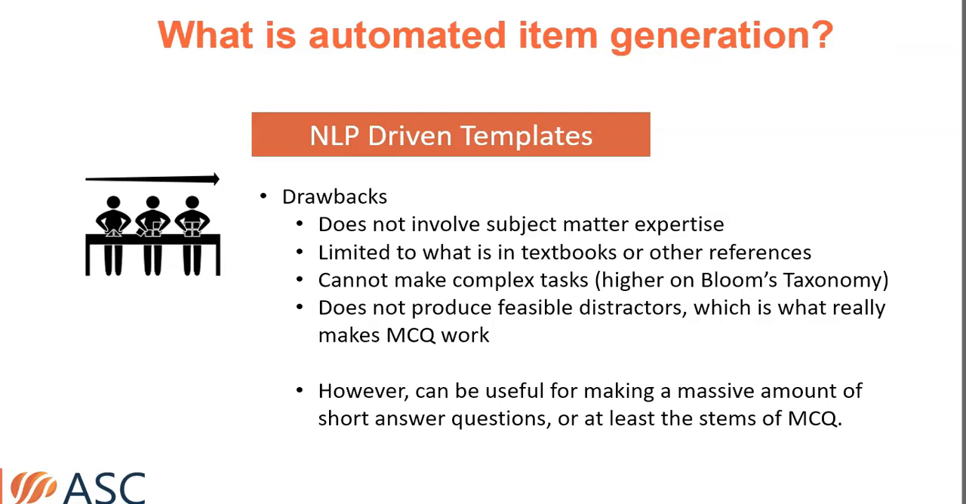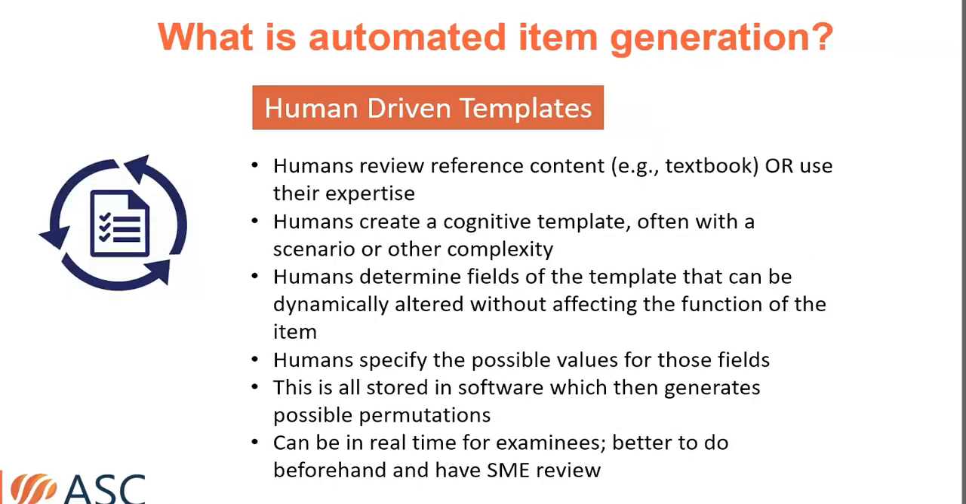So if you were in charge of writing items for a history book, a textbook that's part of an e-learning platform, an approach like this definitely could be useful for you. The other approach is human-driven templates. What happens here is that humans review reference content like a textbook, or use their expertise and background. They create a cognitive template, often with a scenario or some other level of complexity. The humans are going to determine fields of this template that can be dynamically altered without affecting the function of the item. So they're going to look for facts that can be swapped without really changing the item.